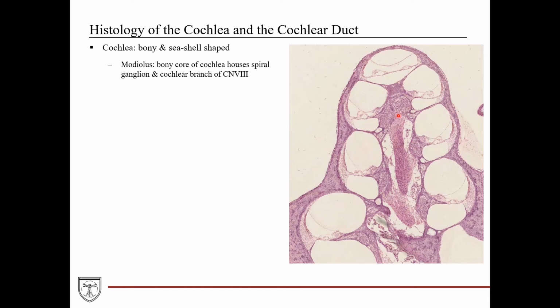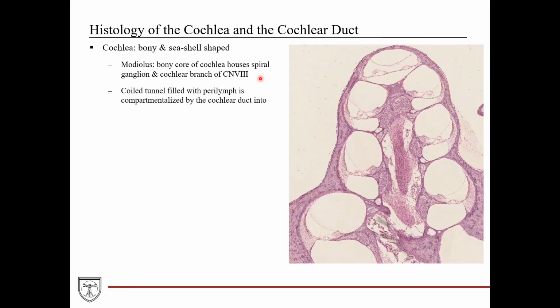This bony core is where the spiral ganglion is located. Remember, ganglion refers to the neural tissue structure that's comprised of the neural cell bodies. And off of these neural cell bodies, we have a collection of axons that are emerging and traveling together, which forms the cochlear branch of the vestibulocochlear nerve, the cranial nerve number 8.